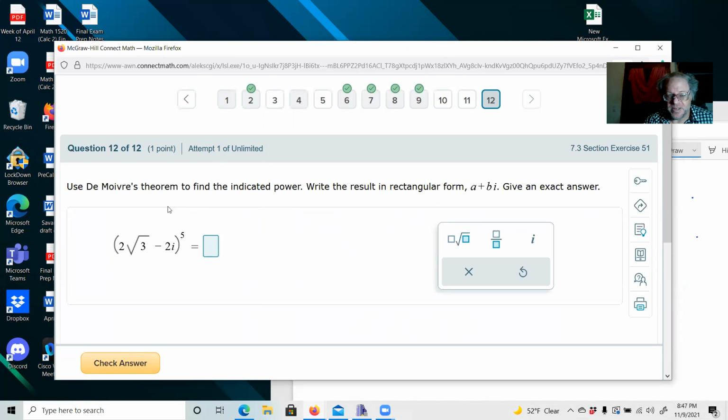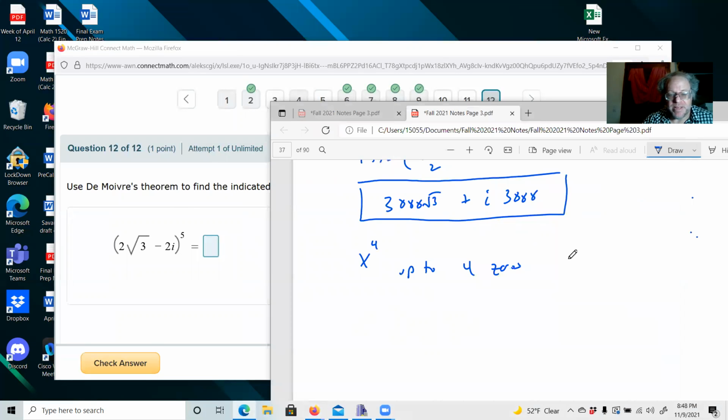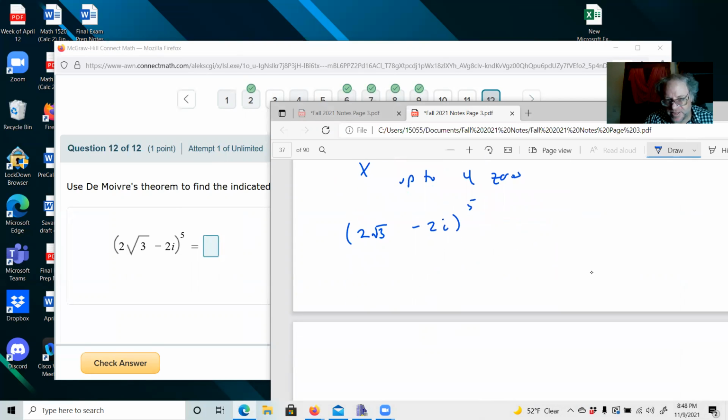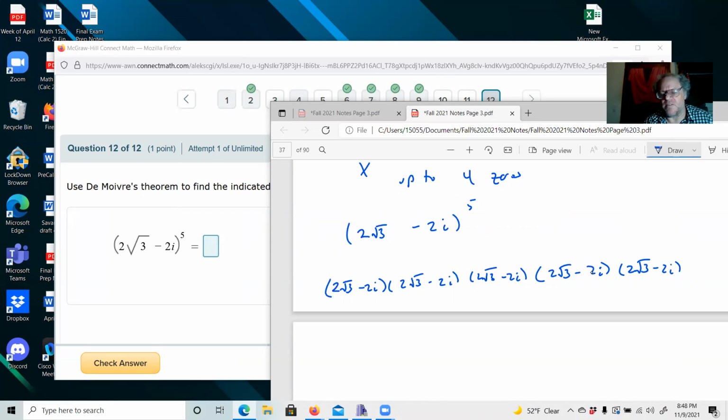Okay, so in this case, this would be an excellent problem because here you have 2 root 3 minus 2i raised to the 5th power. Now, as fun as doing this would be, one, two, three, four, 5, and foiling all of that out.